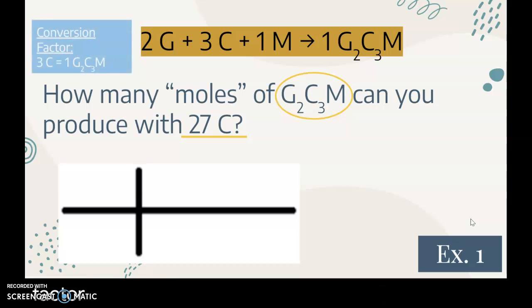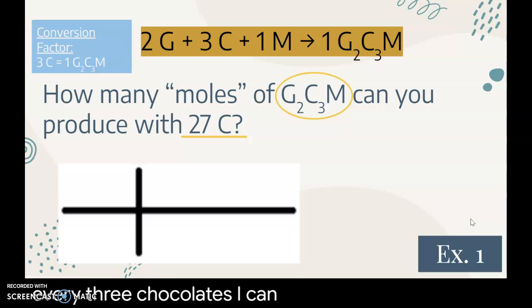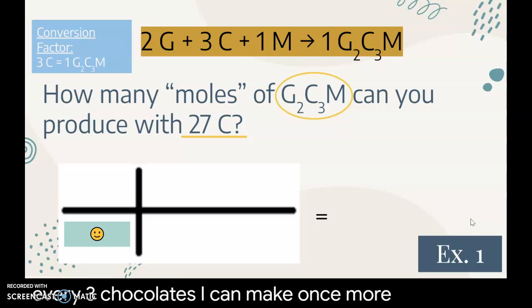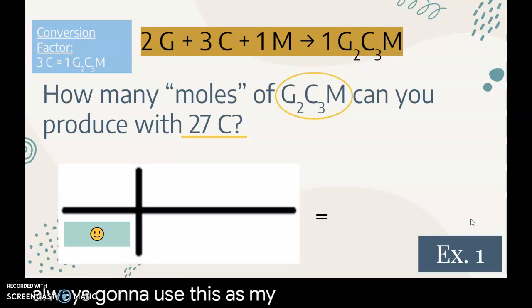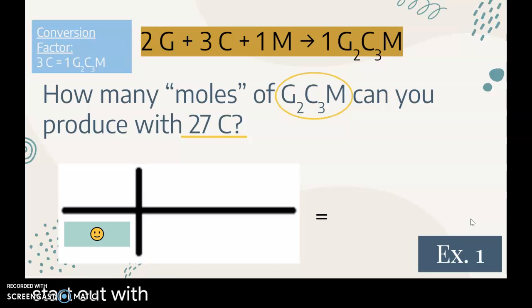My conversion factor, if I'm dealing with chocolates and s'mores: for every 3 chocolates, I can make 1 s'more. And so I'm always going to use this as my placeholder. You're not going to put anything in that bottom left box. But what do you think we're going to start out with? Are we going to start out with chocolate or s'mores?